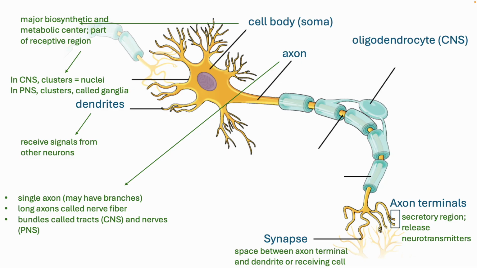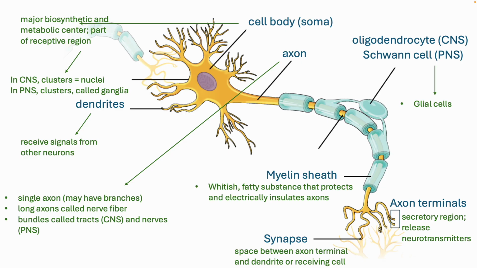In the central nervous system, some of the cells that are going to be protecting them will be the oligodendrocytes. In the peripheral nervous system, these are going to be Schwann cells. Both of these cells are glial cells. They provide the myelin sheath, which is a white fatty substance that protects and electrically insulates the axon so that the nervous signal is going to travel smoothly through here. The nodes of Ranvier are gaps in the myelin sheath. This is where you can get branches from them.